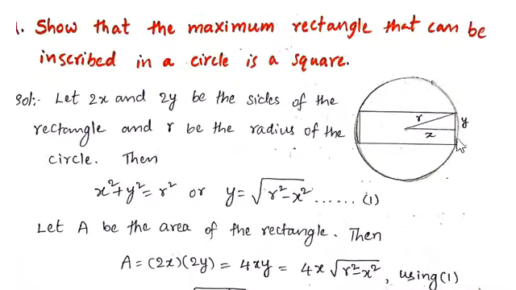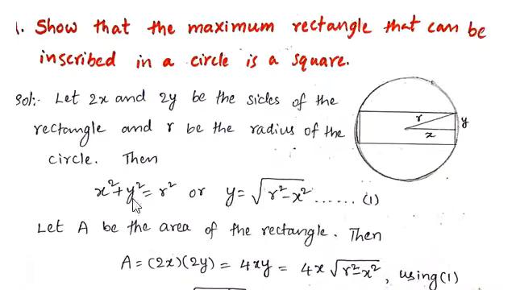From this diagram, if you take this side as 2x, then from the center to this point it becomes x, and this is y. And this is r, so from the simple Pythagoras theorem we can write x square plus y square is equal to r square. Side square plus side square is equal to hypotenuse square.